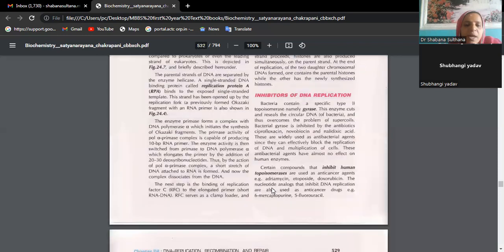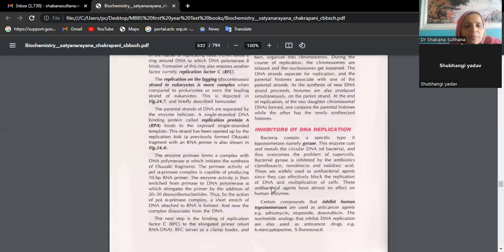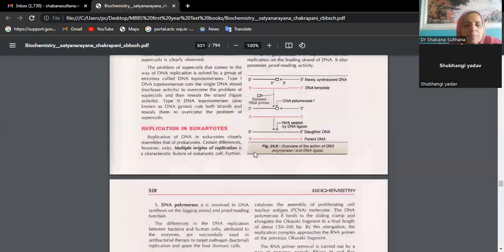Now before that we will try to know about a few enzymes. So what are the various enzymes? See, replication of DNA in eukaryotes closely resembles that of prokaryotes. A few important pieces of information like Okazaki pieces and all, I have shown you in prokaryotes. So, but certain differences will exist.